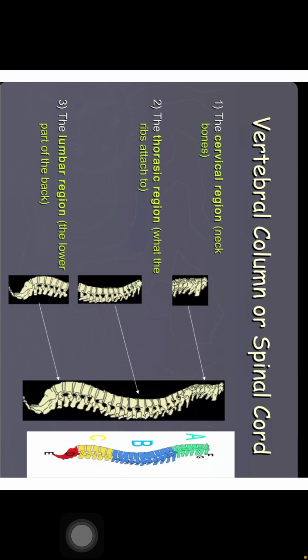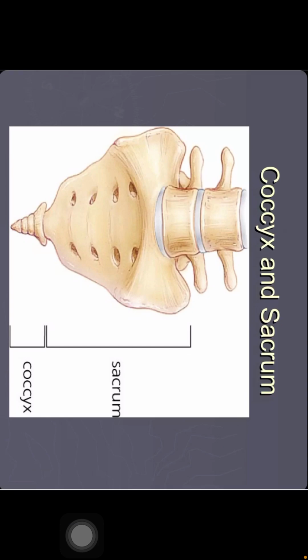Number 2, the thoracic region, what the ribs are attached to. And number 3 is the lumbar region, the lower part of the back. So you can see it here in the lower part of our back. And the next is the coccyx and sacrum.